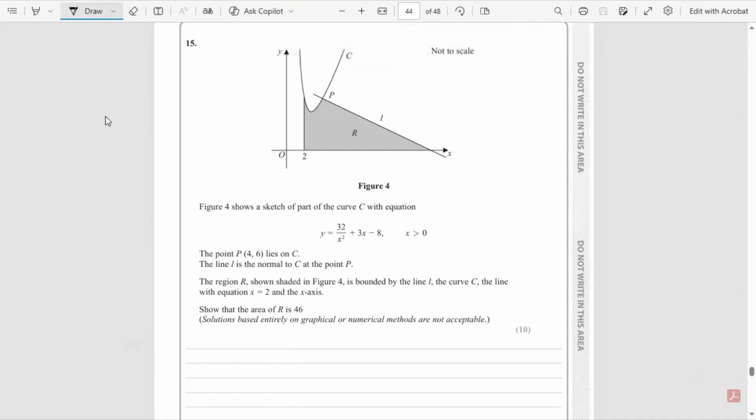Hi everyone. So in this video, we're going to work through a pure maths year 12 question from the AS 2018 paper. And this question is on calculus. So there is a mixture of integration and differentiation with this question here.